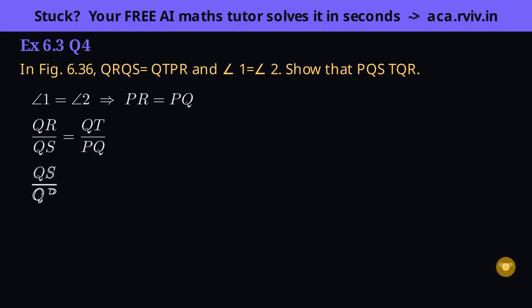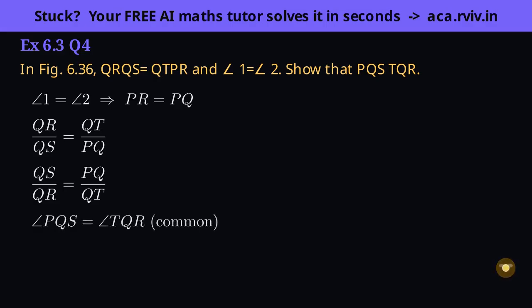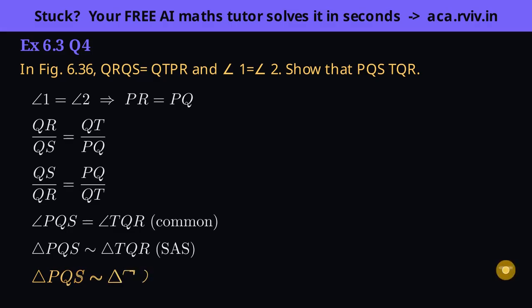Rearrange so the sides of triangles PQS and TQR are paired. The angle Q is common to both triangles and lies between those sides. One equal angle between two proportional sides is the SAS similarity criterion. Insight: the isosceles fact from equal angles is the hidden step that turns the given ratio into a usable SAS pairing.